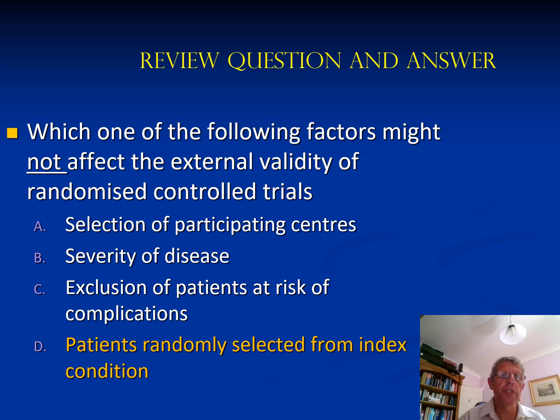So the question asks which of these factors would not affect the external validity of a randomized control trial, and the answer is D. If we selected patients randomly from an index condition, that would be good, because that would mean that they would be representative of the population. If, for example, we selected them on the basis of severity of disease, for example, only choosing people who didn't have severe disease, or they were only selected from particular places, or we excluded people who are at risk for complications, all of these things would affect the external validity of the randomized controlled trial.